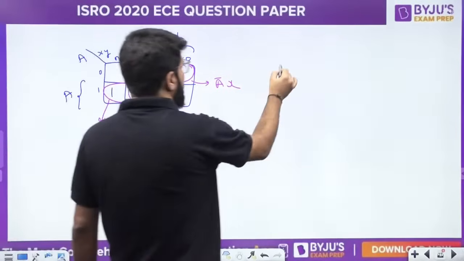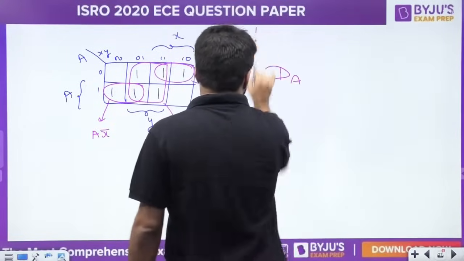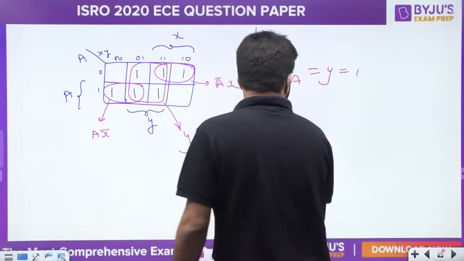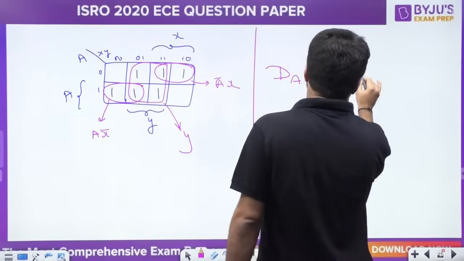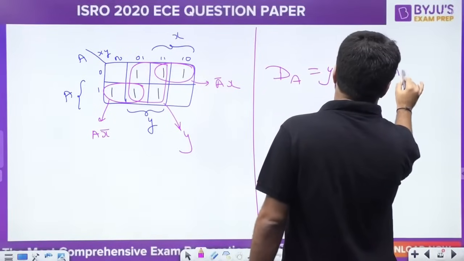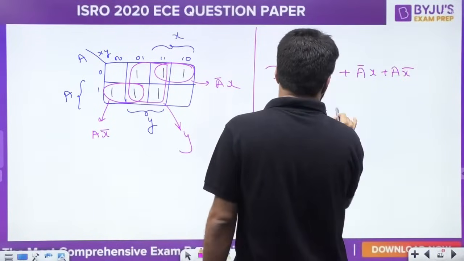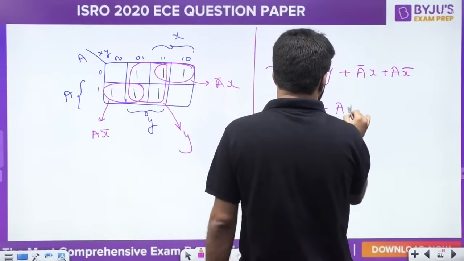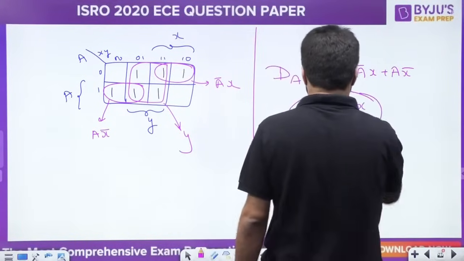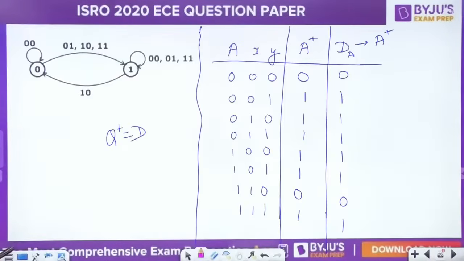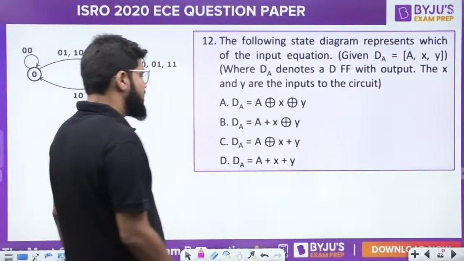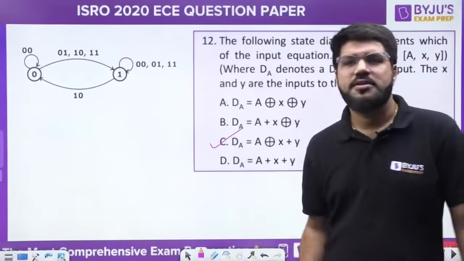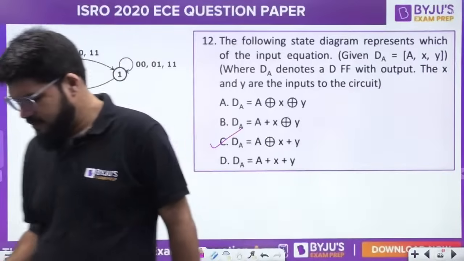So what is my dA? What should be my dA? It is definitely equal to Y plus A bar X plus A X bar. So that is Y plus A XOR X. It should be Y plus A XOR with X. The correct answer for the question is C.